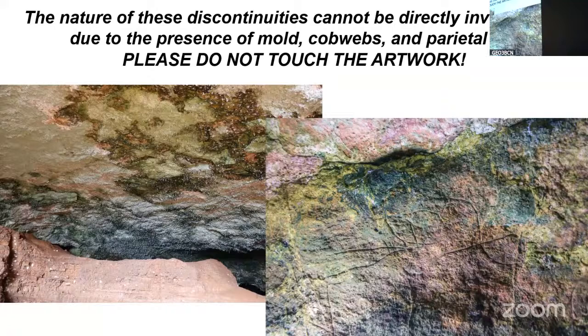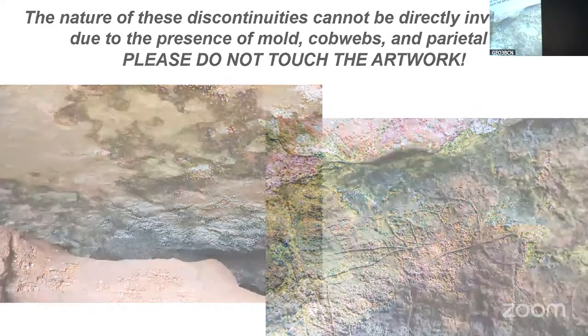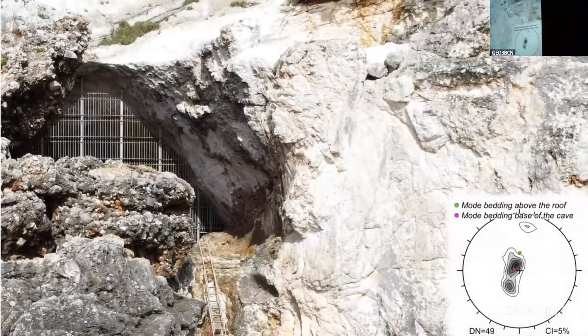The problem is that the nature of this kind of discontinuity cannot be detected. You cannot take a sample because there is a lot of dirty material, and above all, there is this kind of parietal arc. So the discontinuities are essentially the base for the parietal arc. So you are not allowed to take measurements. The same stuff outside the cave.